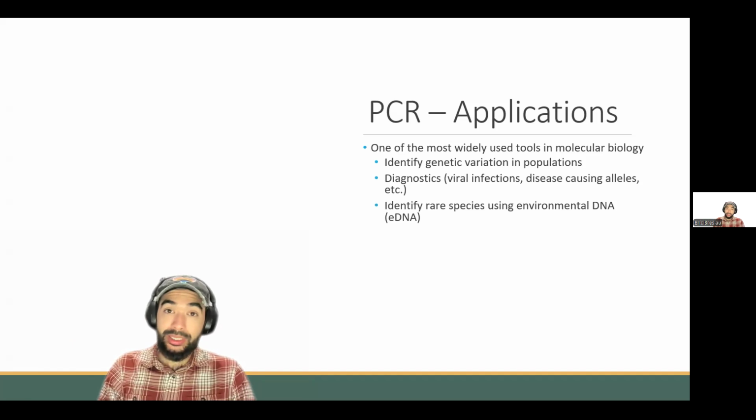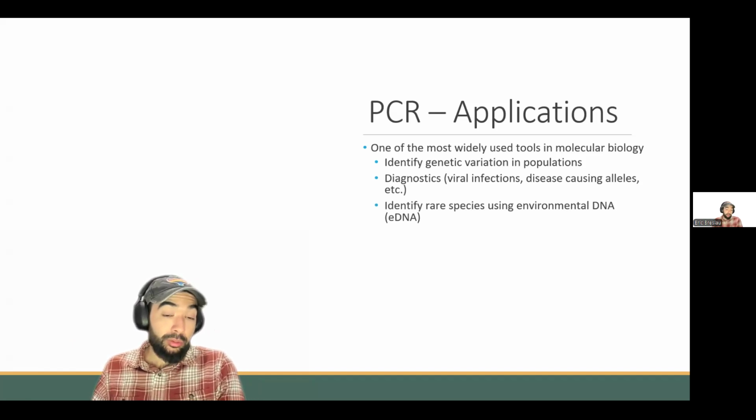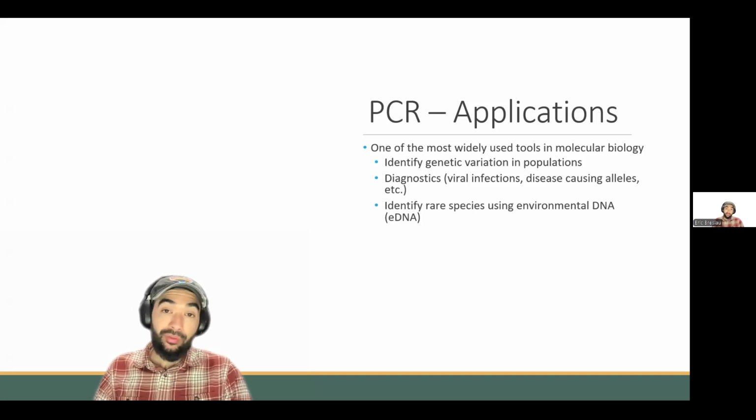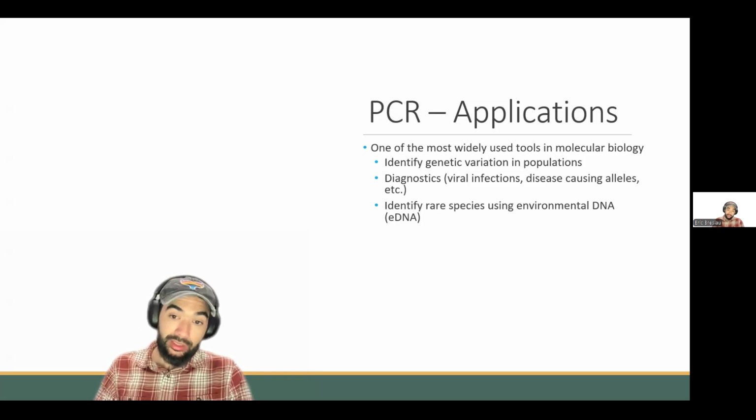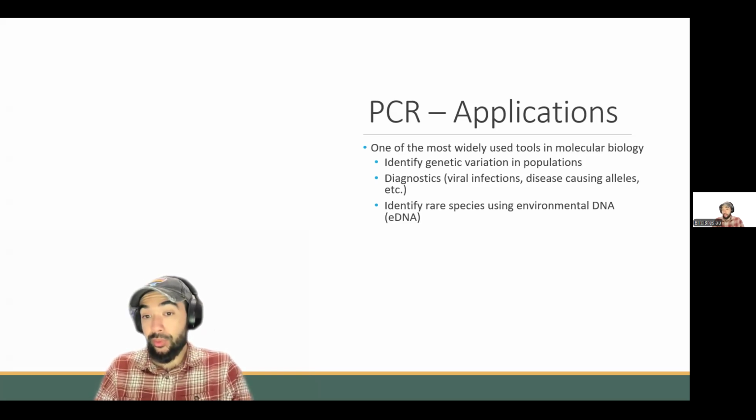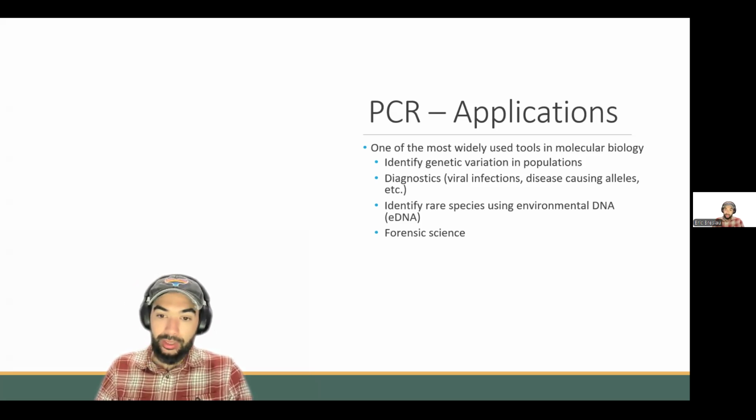Maybe we're interested in rare species within an environment. And so we want to know if a species is present in this specific environment, but it's really hard to observe the species because it's so small and it's rare. We can take a sample of the environment to see if any of its DNA is freely floating somewhere. So if we can make primers for genes specific to that species, as long as we know the sequence of some of the genes within that species. And then, of course, forensic science, which I'll get to a little bit later.